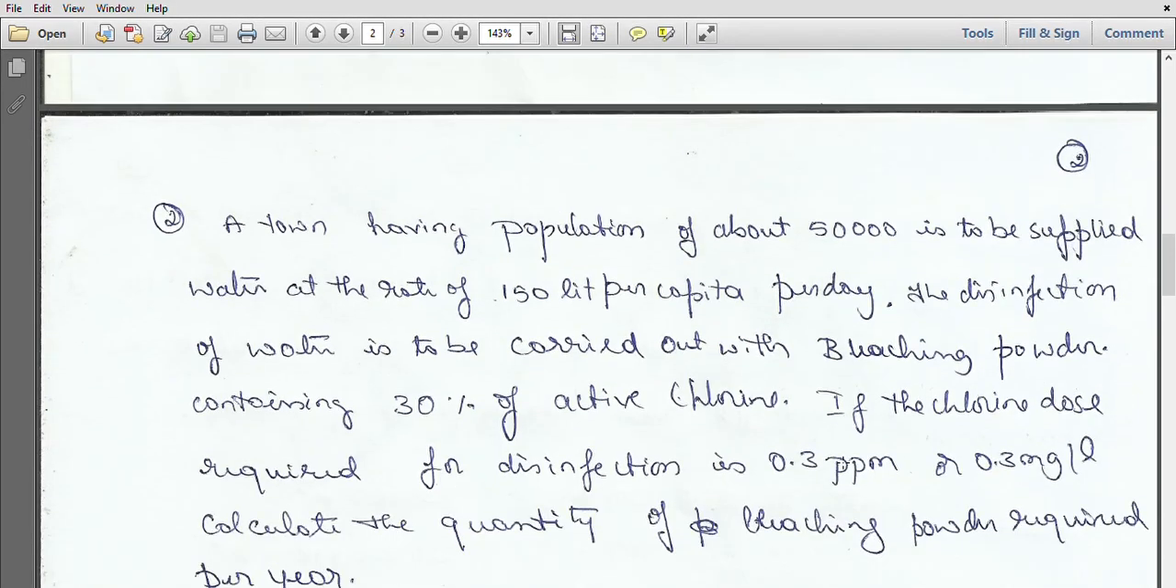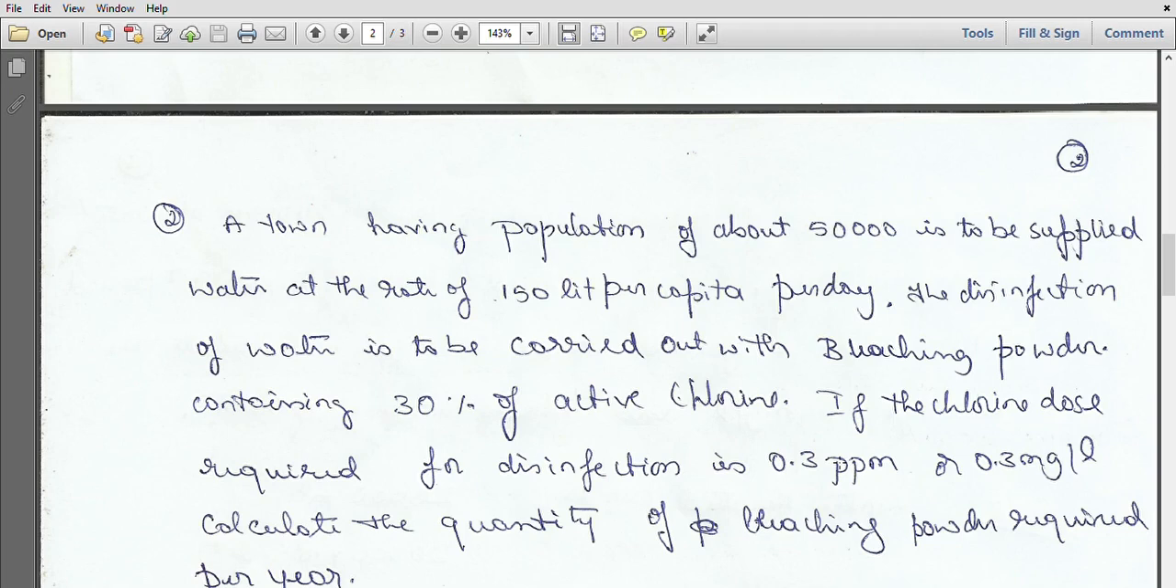Next, I will have a similar problem, but slightly variable data. A town having a population of 50,000 is to be supplied water at a rate of 150 liters per capita per day. The disinfection of water is to be carried out with bleaching powder, which contains 30% of active chlorine. So chlorine dosage required for disinfection is 0.3 ppm. Calculate the quantity of bleaching powder required per year. Now a similar type of problem, only the data are different.